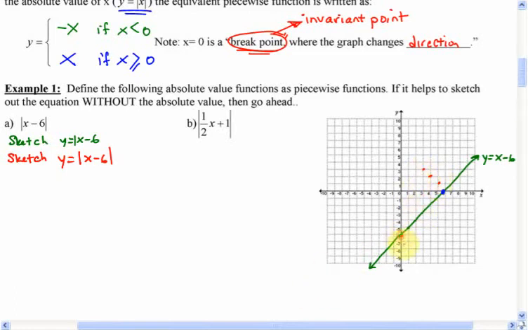How about this point here? The y-intercept used to be at (0, -6). What's the new y-intercept for my absolute value graph? (0, 6) up here. Okay, so notice my absolute value graph looks like this now.